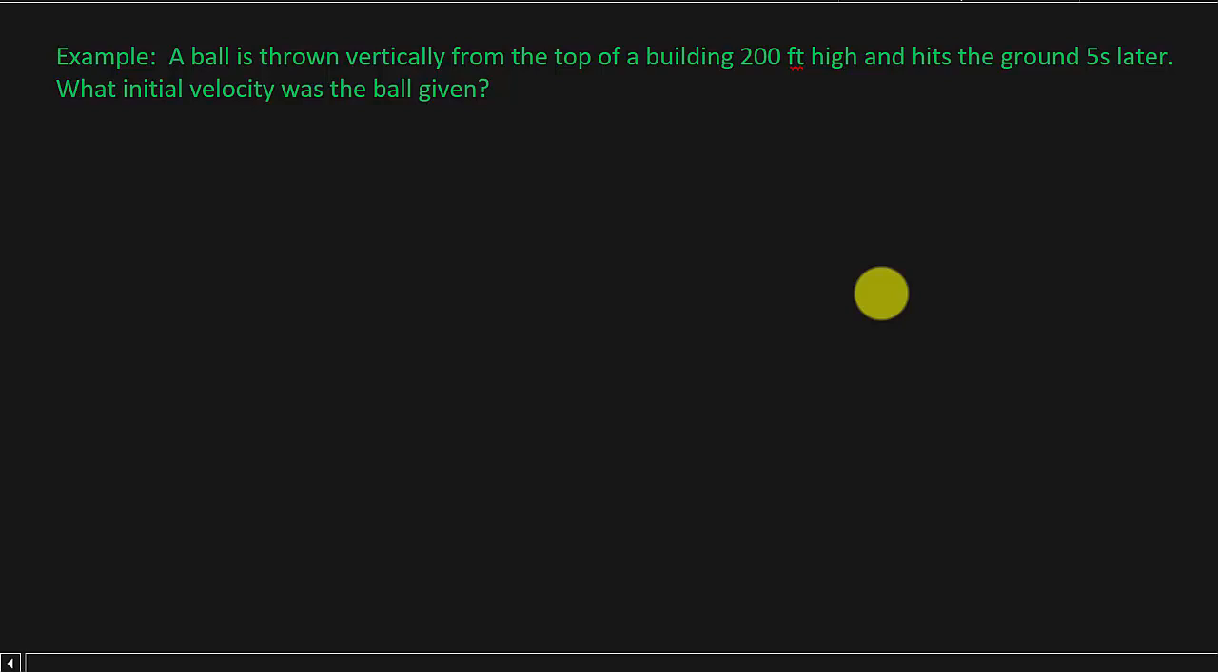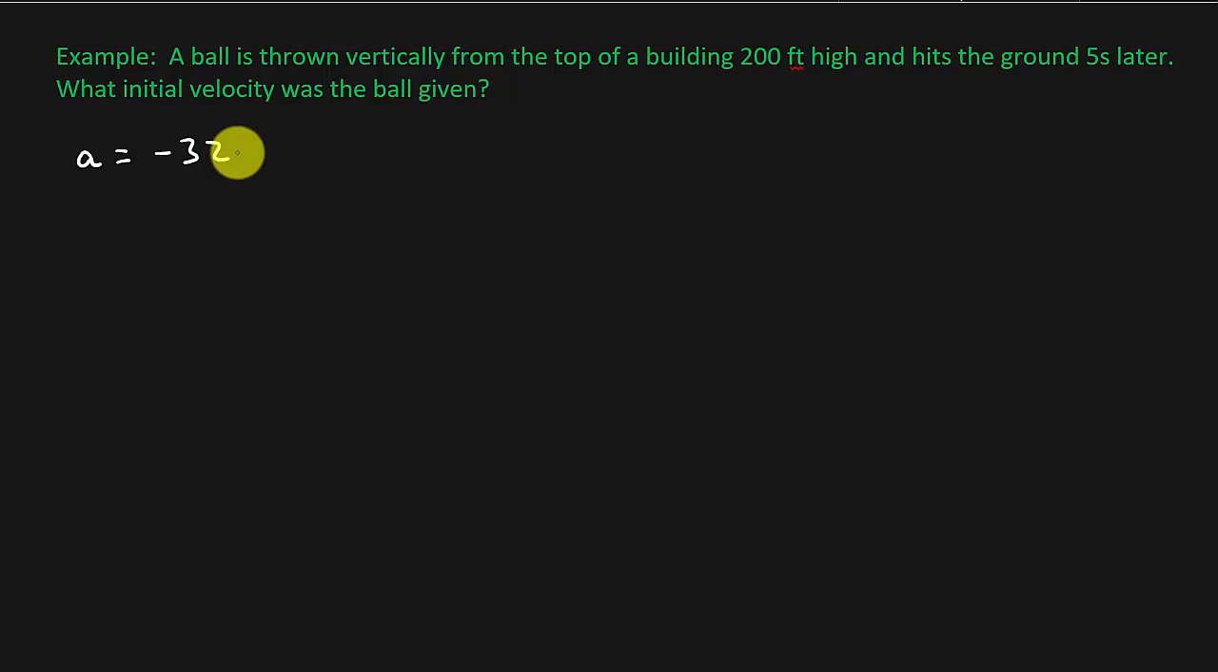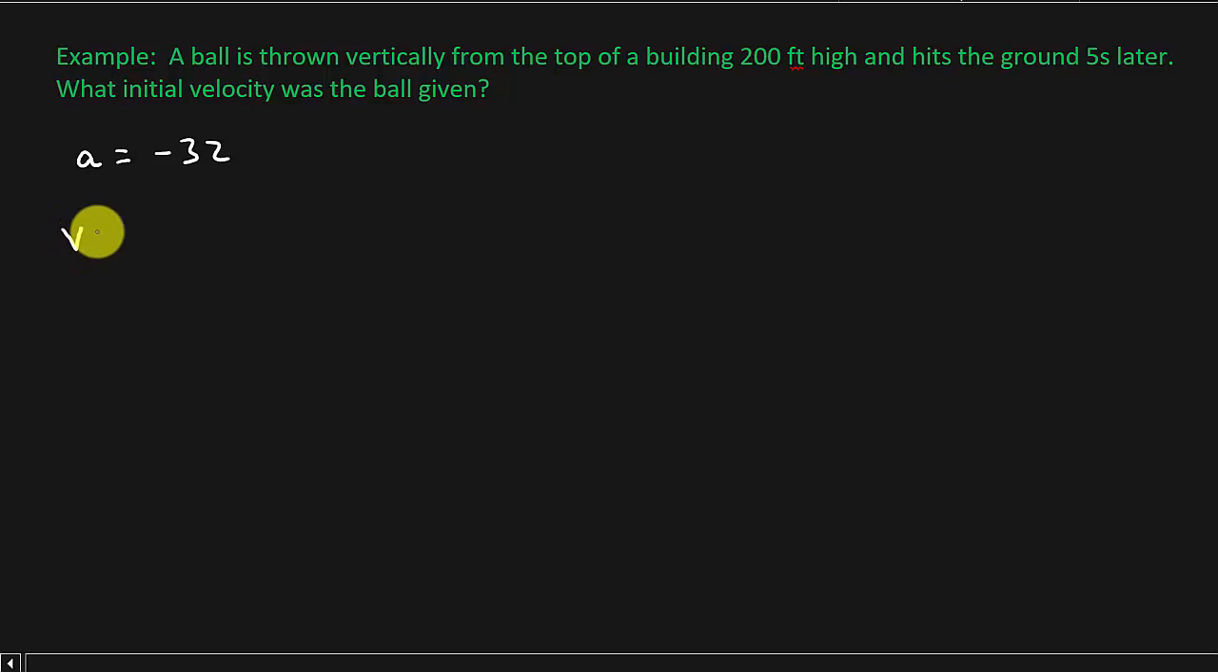So the ball is going to be falling under the influence of gravity. So we know the acceleration is negative 32. And so we can find the velocity. The velocity is equal to the integral of negative 32 dt. So v is negative 32t plus c.